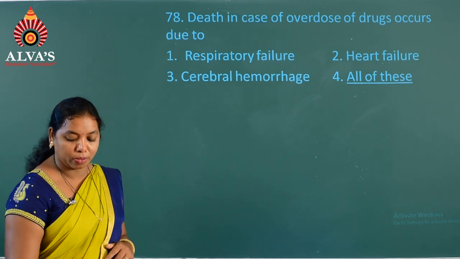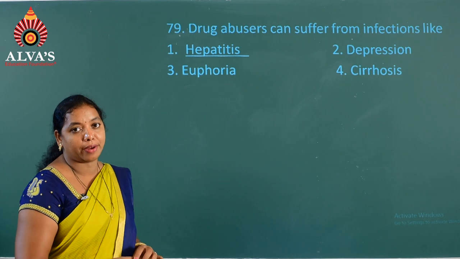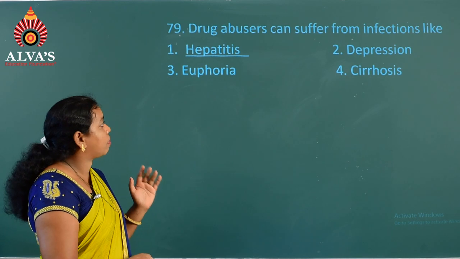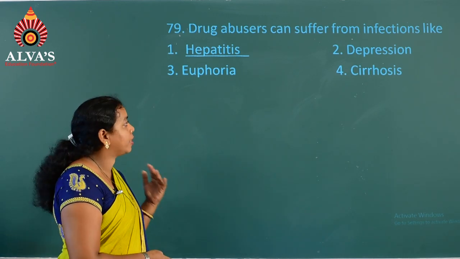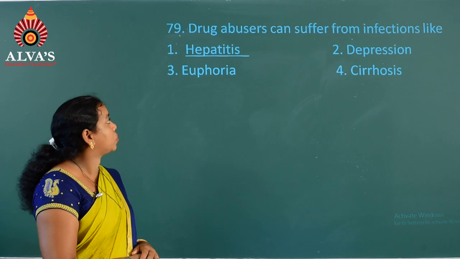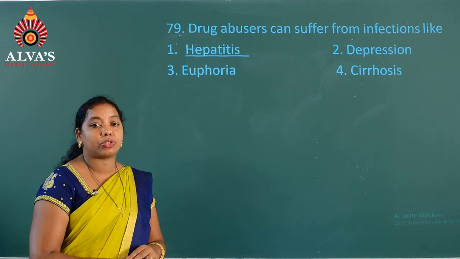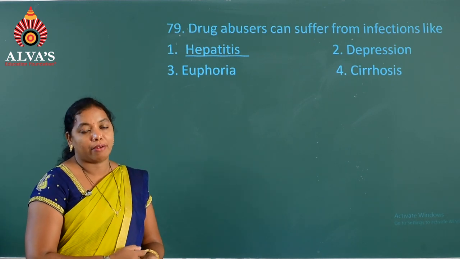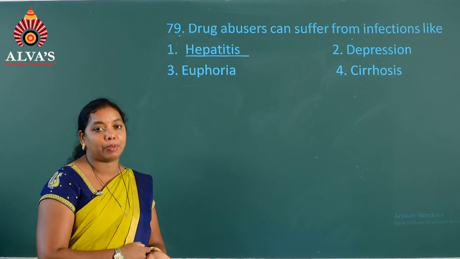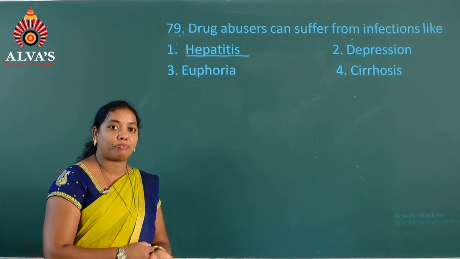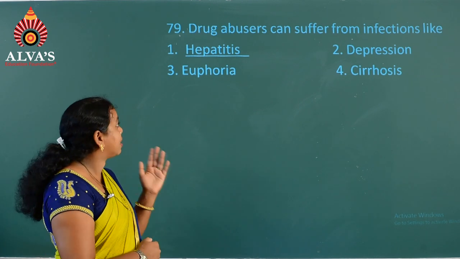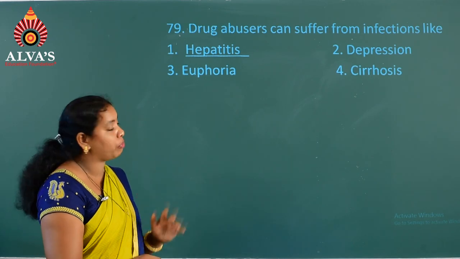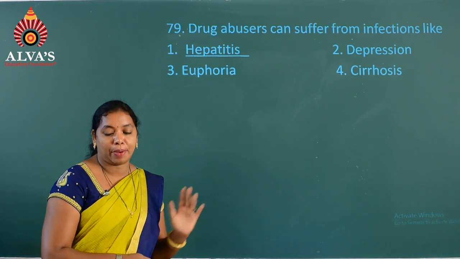That is fourth option. Moving on to the next question, question number 79. Drug abusers can suffer from infections like first one hepatitis, second depression, third euphoria, fourth one cirrhosis. Generally drug abusers use a syringe to take intravenous drugs. Whenever this intravenous drug habit is developed, there is a chance of spread of STDs. Hence, there is a chance of contracting hepatitis. So the answer for question number 79 is hepatitis.